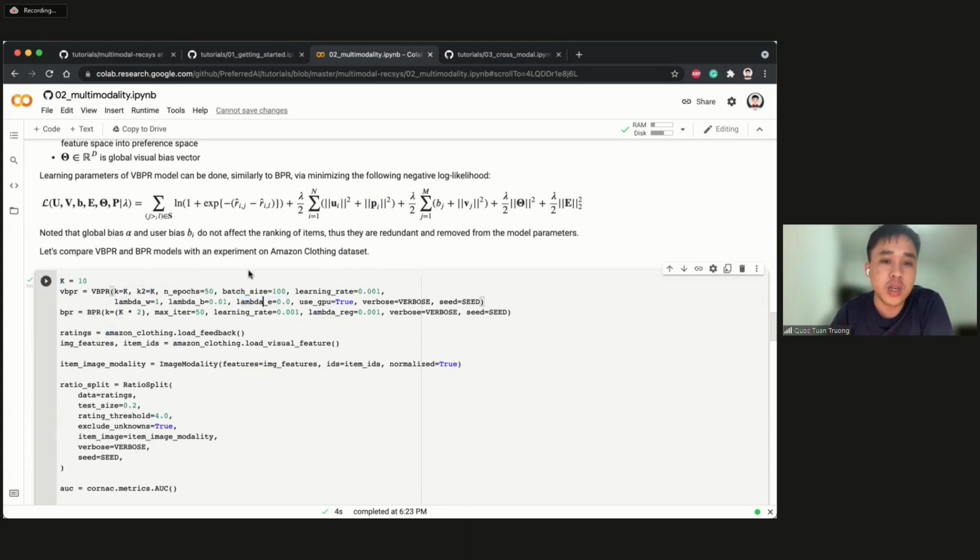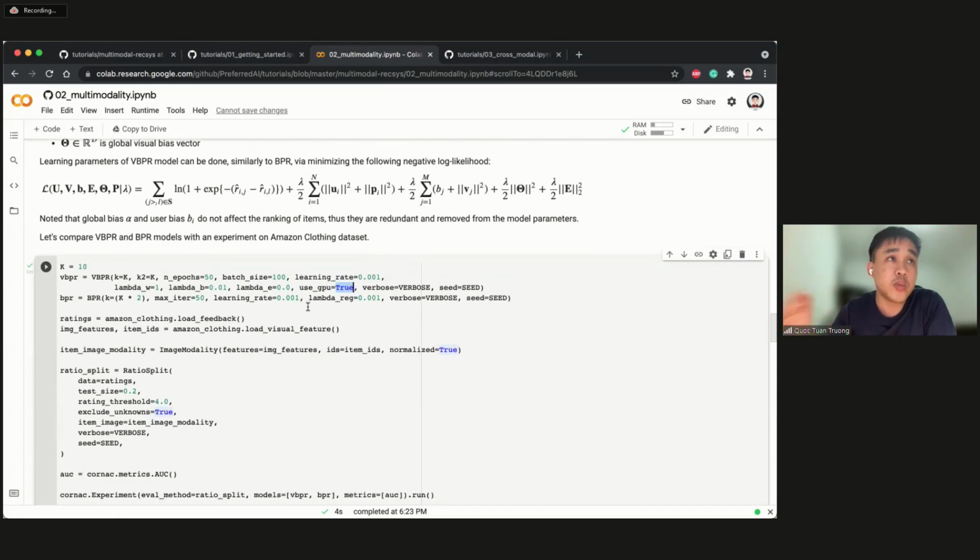I want to highlight this for the VBPR model because it's quite important. That is the projection matrix between the item visual feature and the low-dimensional item space to estimate the preference. This model is quite sensitive to this regularization, so you can play around with it and try a few values. As I mentioned earlier, VBPR is implemented in PyTorch, so you can make use of a GPU if you have it. In this particular case, Colab has one, so it speeds up the training of the VBPR model.